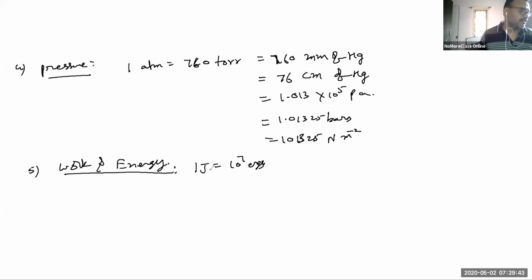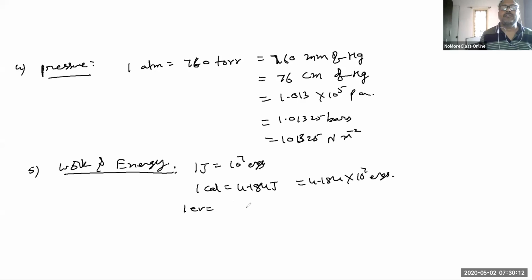Okay, that is our interconversions. 1 calorie is equal to 4.184 joules. That is 4.184 into 10 power 7 ergs. 1 electron volt is equal to 1.602 into 10 power minus 12 ergs. That is 1.602 into 10 power minus 19 joules.